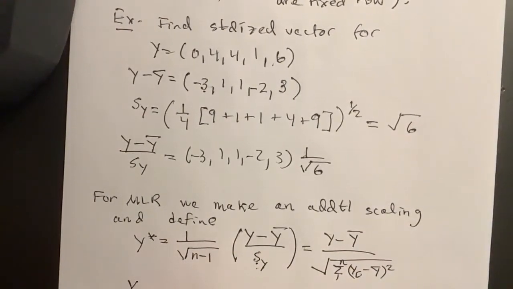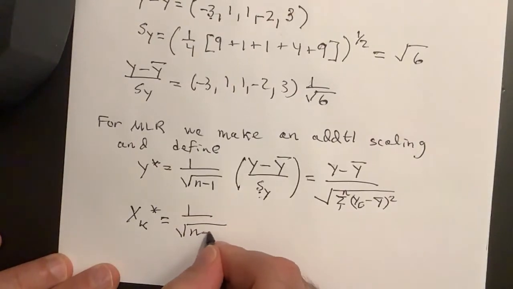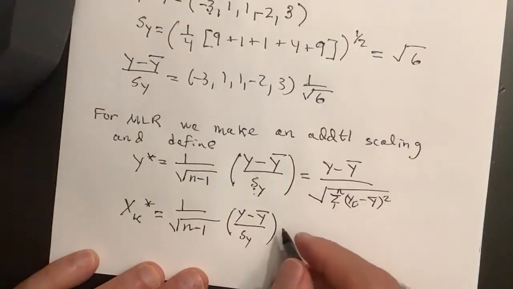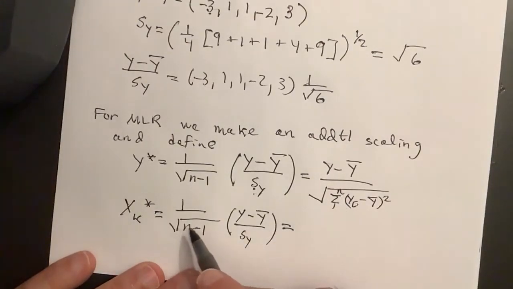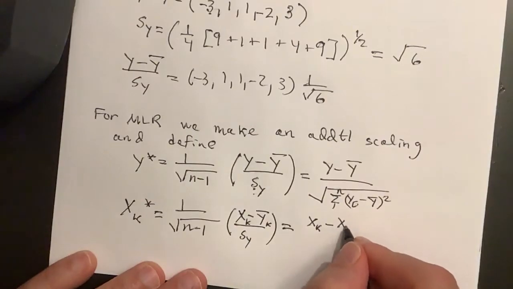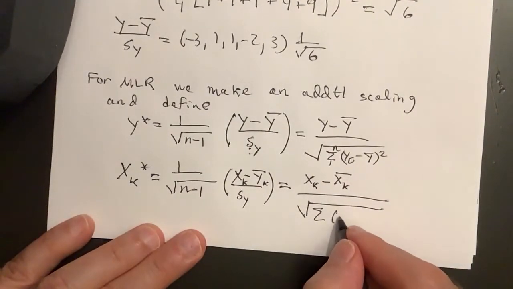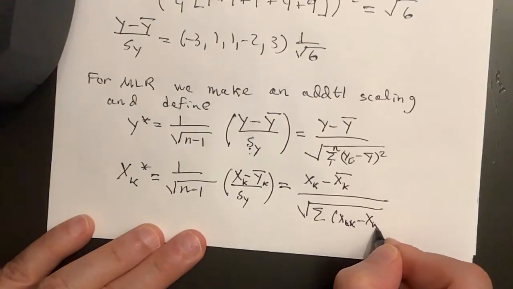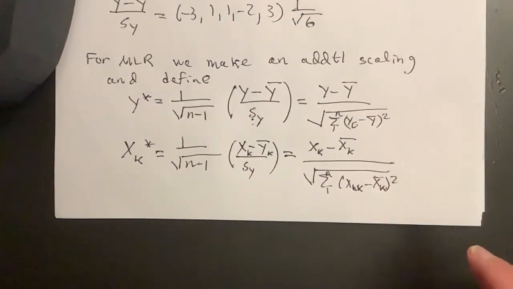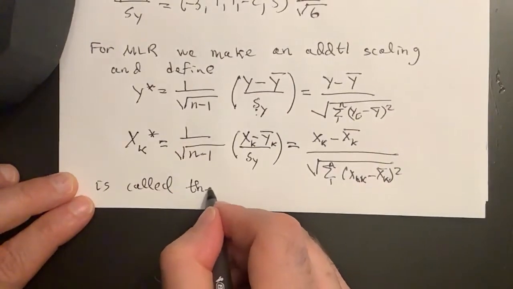And I'll have xk star equal to, again, the same thing. Everything gets multiplied by the same thing, so it really doesn't affect the inferences. Sorry, I should say xk. So this is equal to xk centered, xik minus xk bar, and now the n minus 1 is gone, so I have the square root of the sum of xik minus xk bar squared, 1 to n. Okay. This is called the correlation transformation.